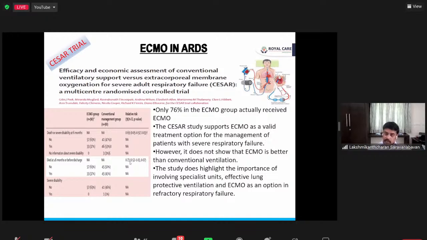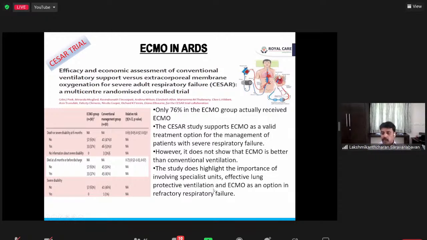This again states that the ECMO hospital, or the hospital which was equipped with ECMO, was more experienced or more equipped to manage a respiratory failure or an ARDS, and the care that they gave as a whole for ARDS was better in that group, and that was actually the reason for the improvement in mortality. The CESAR study still supports ECMO as a valid treatment option for the management of patients with severe respiratory failure. However, it does not show that ECMO is better than conventional ventilation.